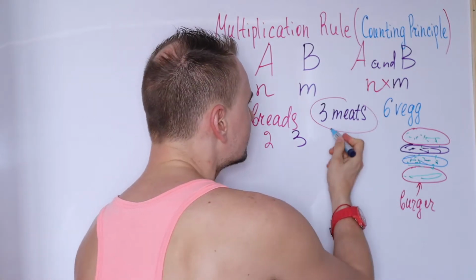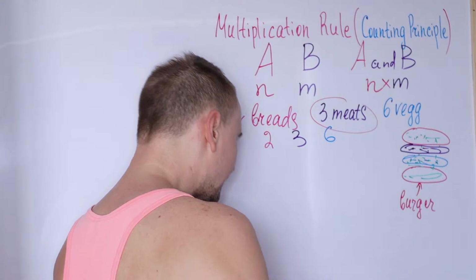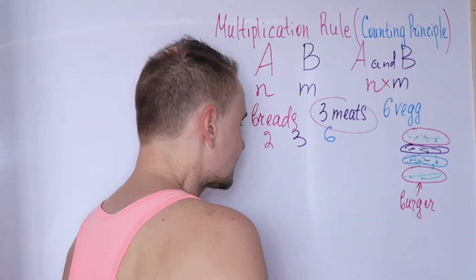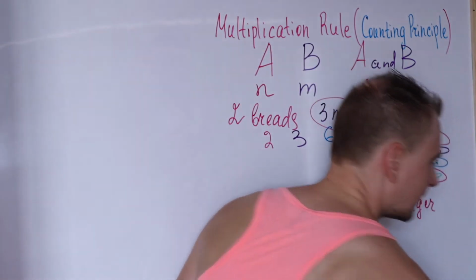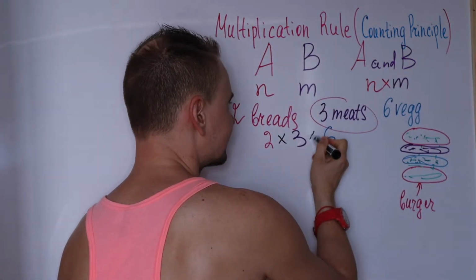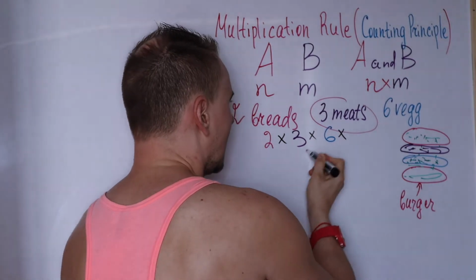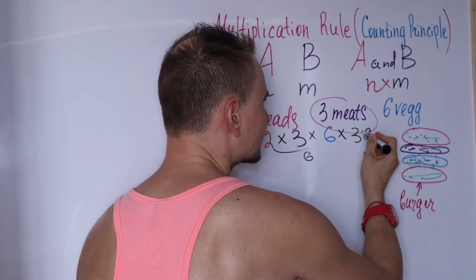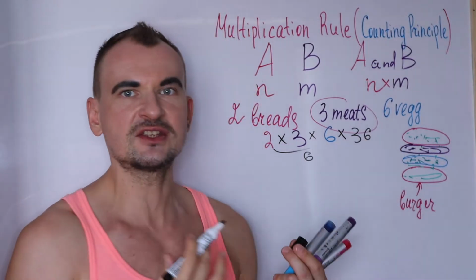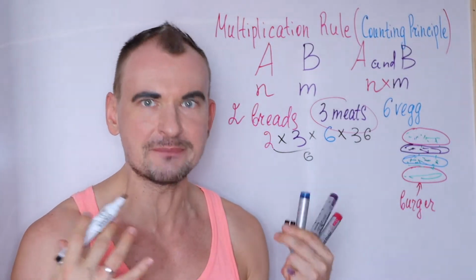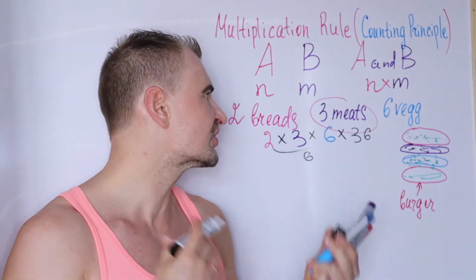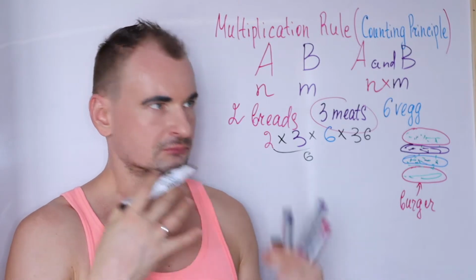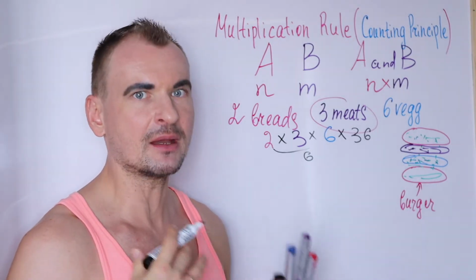So all you need to do is just multiply these 3 numbers through. So it becomes 2 times 3 times 6. This is 6 times 6, 36 different combinations, 36 different possibilities, or 36 different outcomes that your burger or your meal can be made.